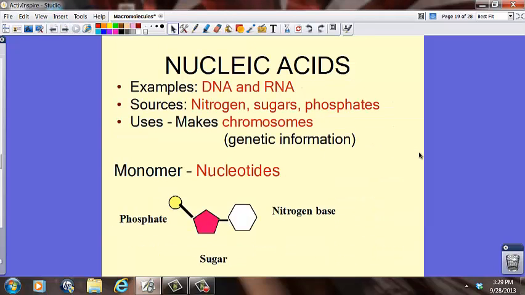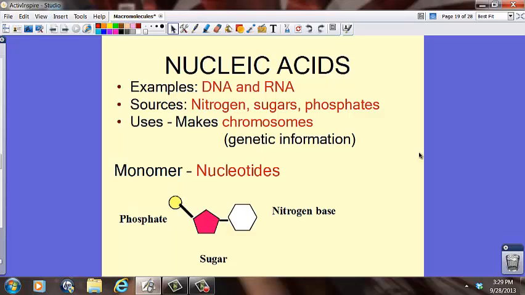So the next on our biomolecules is what we call nucleic acids. And so a good example of a nucleic acid is DNA or RNA. The sources, of course, are nitrogen, sugars, phosphates. DNA, really, when you think about it, is just our genetic makeup.